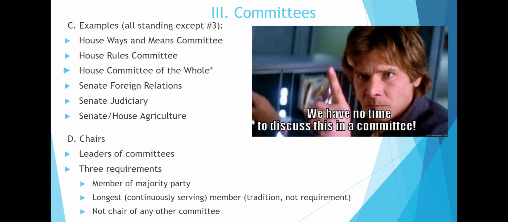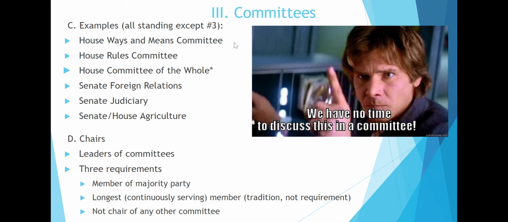All right, I'm going to give you some examples of congressional committees. I have seen all of these show up on the AP exam before, and all of them are standing committees except for the Committee of the Whole, which is kind of a goofy example, and we'll get to that. But the rest of these are standing committees.